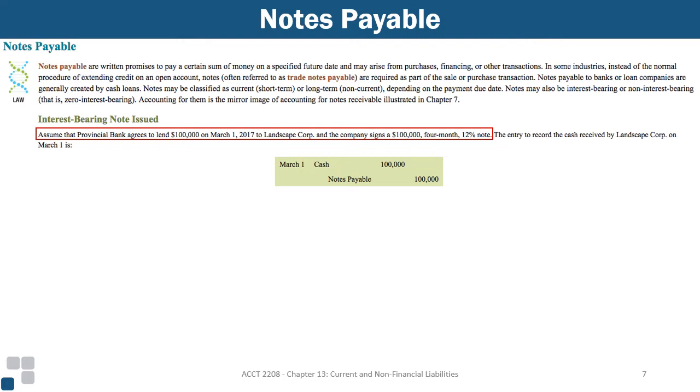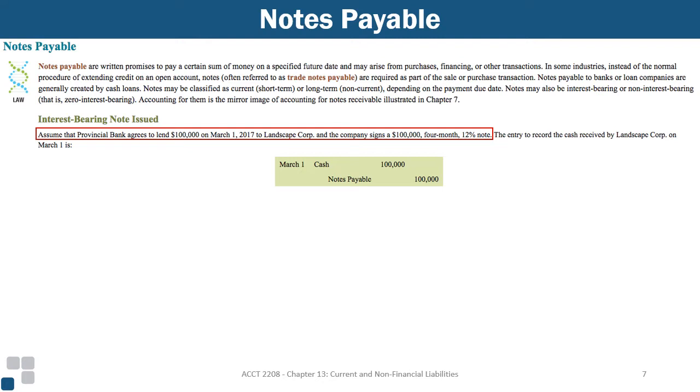So, basing an example on the text of how you would account for notes payable, they're pretty simple. And we'll start with an interest-bearing note. Here, a provincial bank agrees to lend $100,000 to Landscape Corp on March 1st, and the company signs a $100,000 4-month 12% note. That means the note bears interest at 12% and is payable in 4 months, right?